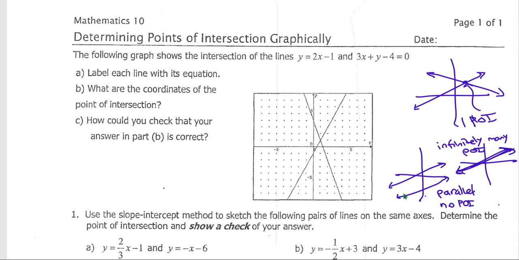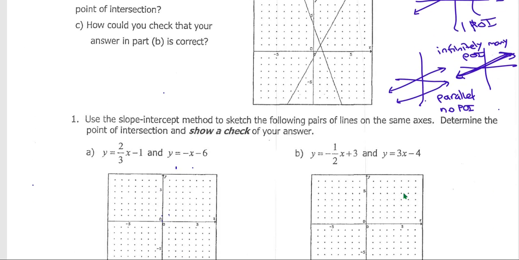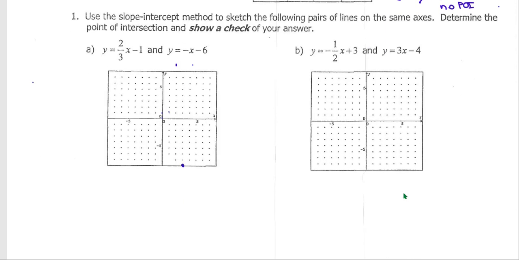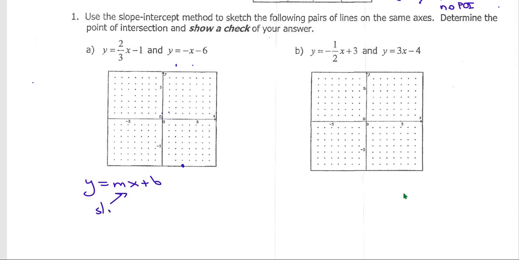But graphing linear systems means that we're actually going to draw the lines and then read the point of intersection off of the graph. So quick review of how to graph a line. The equation of a line is y equals mx plus b. The m is the slope, the b is the y-intercept.